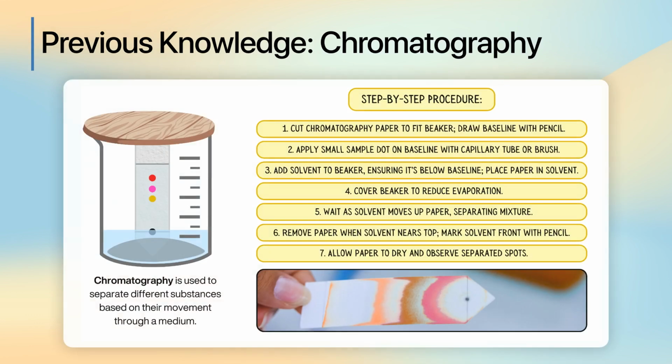So far, you have an intuitive understanding of chromatography and its stages. You are aware of how chromatography is used to separate different substances based on their movement through a medium. Building on this foundation, today's lesson will enhance our chemical understanding by introducing the concept of the RF value, a crucial tool in helping us identify and analyze various compounds through chromatography. Let's get started.